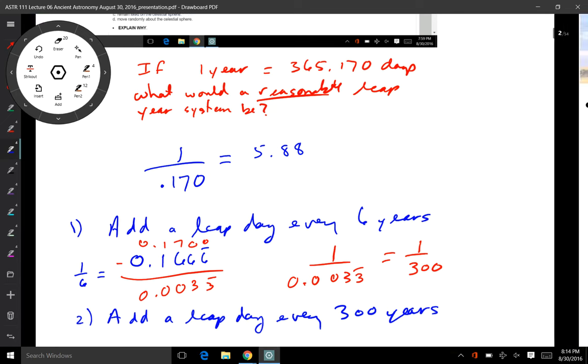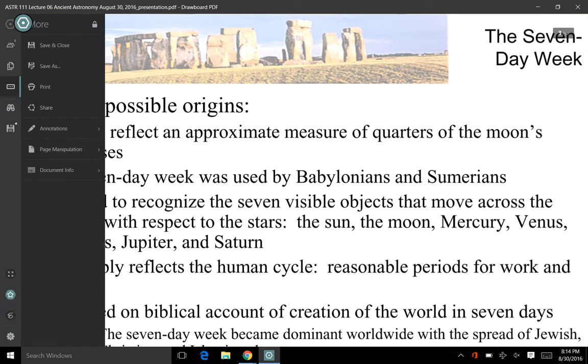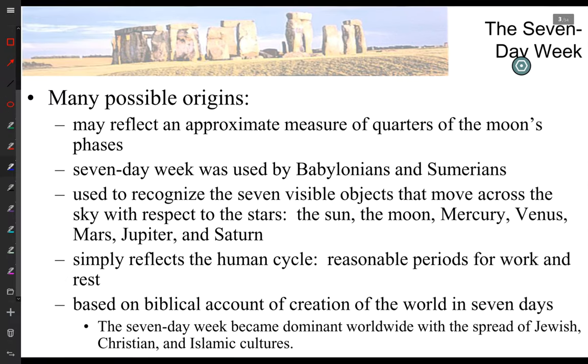Nope. All right. Then let's minimize that, get it out of the way. We're going to talk about the calendar. Why a 7-day week is the question of this slide. Darn it. I don't know why that gets turned off or why that gets moved every time.